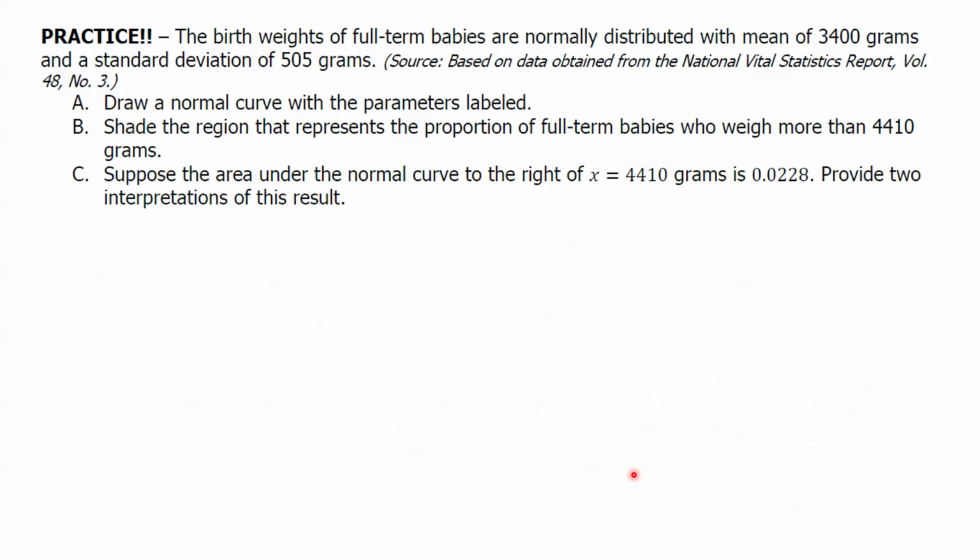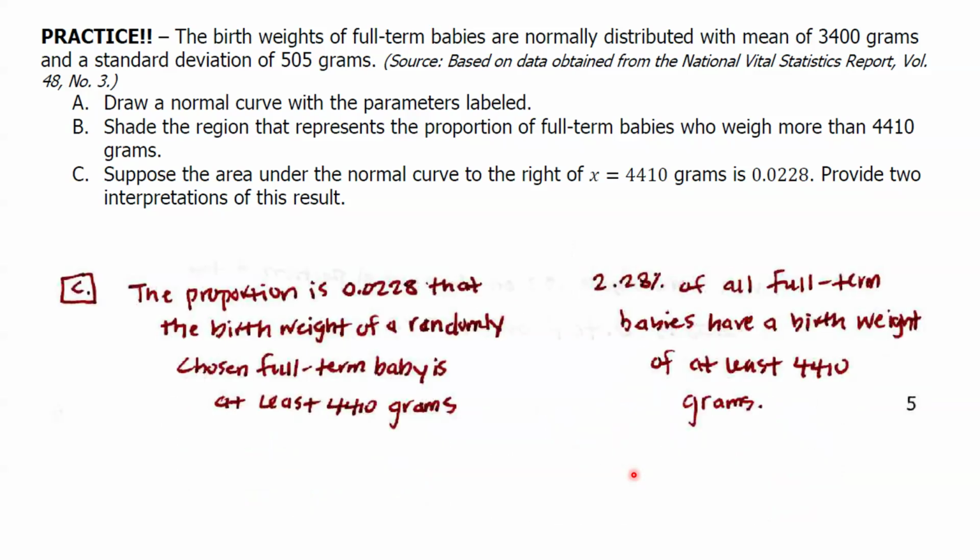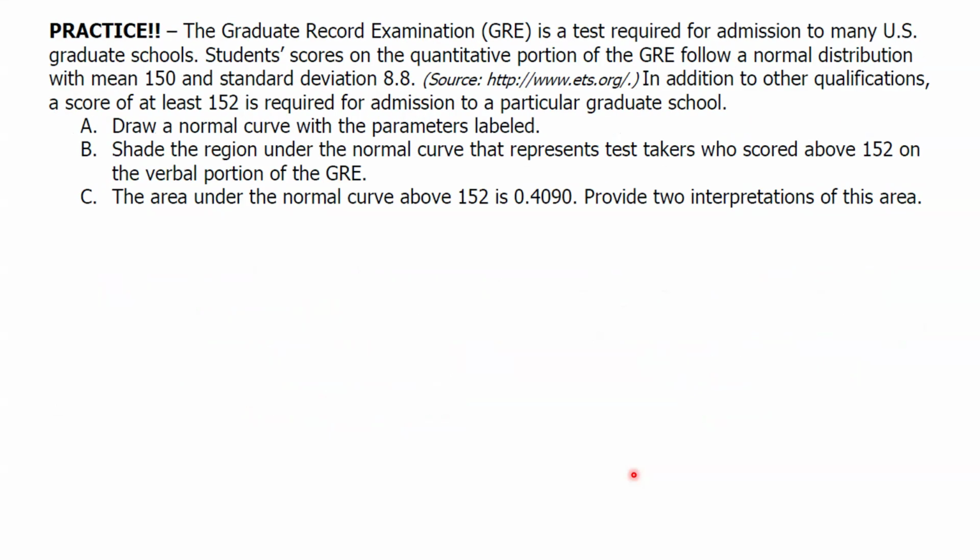So our 2 interpretations are going to be that the proportion is 0.0228, that the birth weight of a randomly chosen full-term baby is at least 4,410 grams, or 2.28% of all full-term babies have a birth weight of at least 4,410 grams. All right. Go ahead and do one more practice problem for this section. Pause the video, attempt the problem, and then come on back.